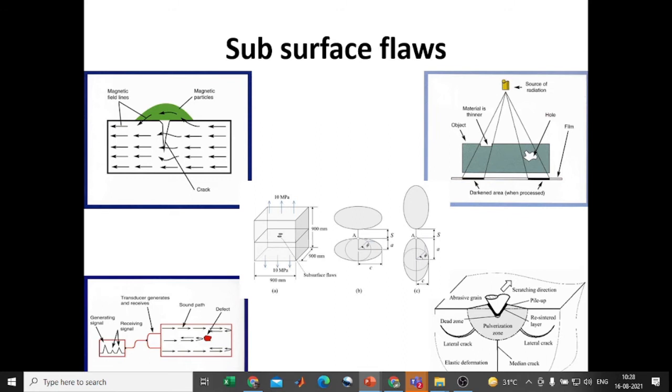penetrant testing, or magnetic particle testing. Likewise, a lot of testing procedures are available with non-destructive testing, and we can examine these kinds of defects. These kinds of defects, meaning subsurface flaws, we can examine with non-destructive testing.